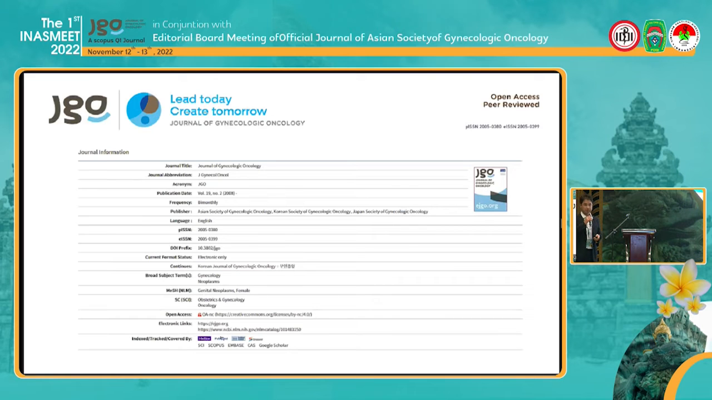And this is the general information. JGO is an open access, peer-reviewed, and SCIE indexed journal, and we publish every issue bimonthly, every other month. JGO is an official journal of the Asian Society of Gynecologic Oncology and also the Korean and Japanese Societies of Gynecologic Oncology. And now we don't have any printed version of the journal. We only publish electronically.